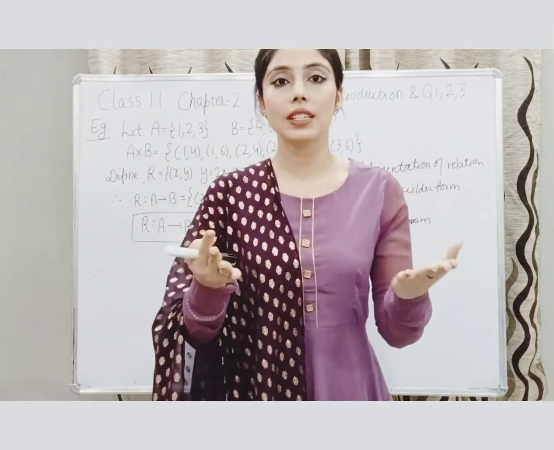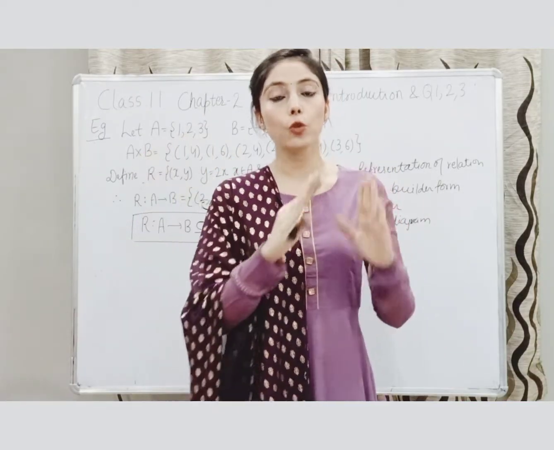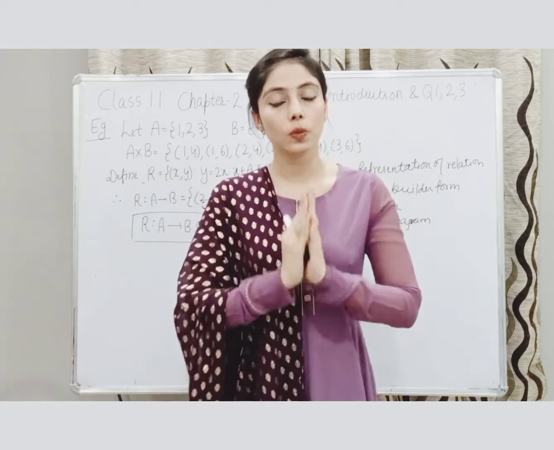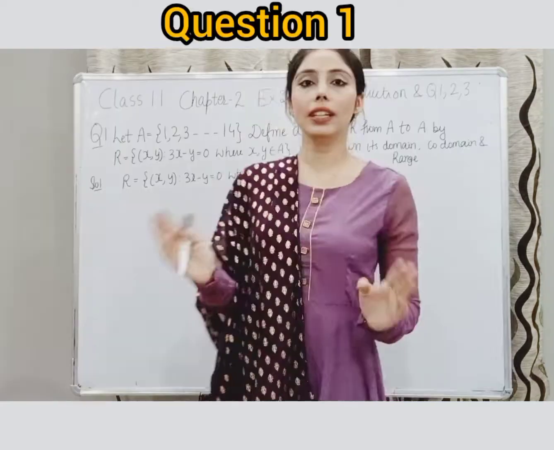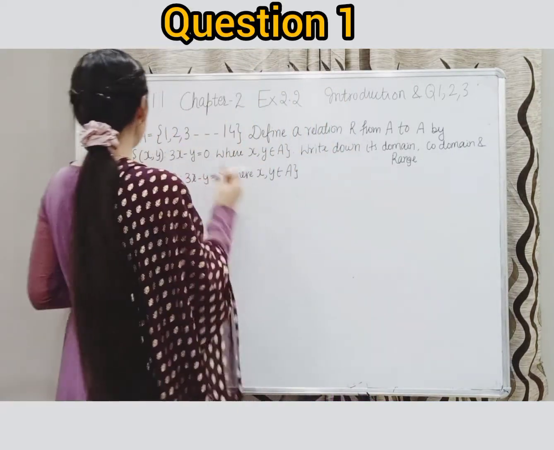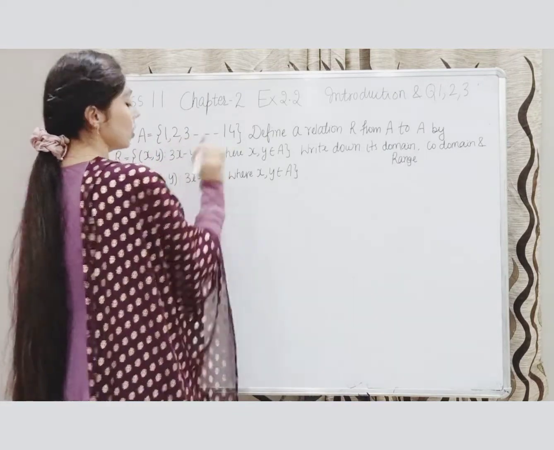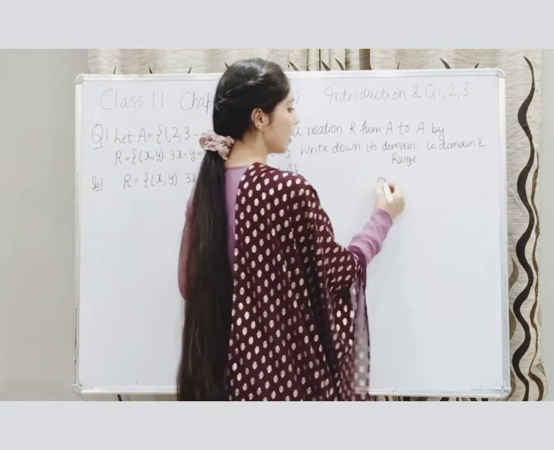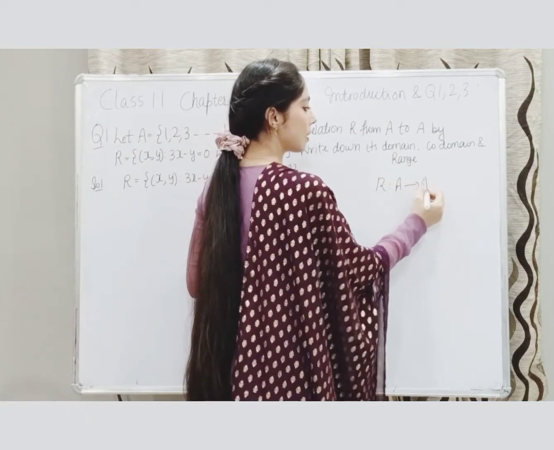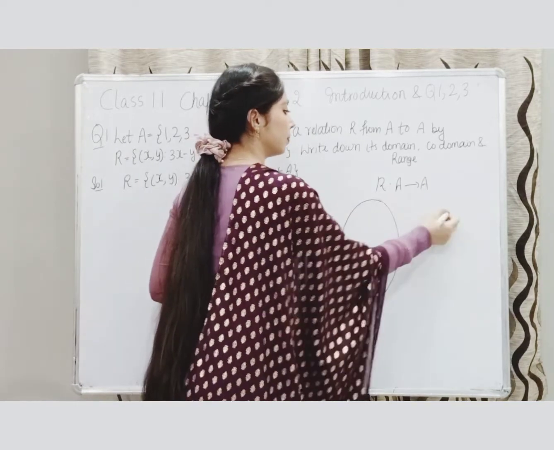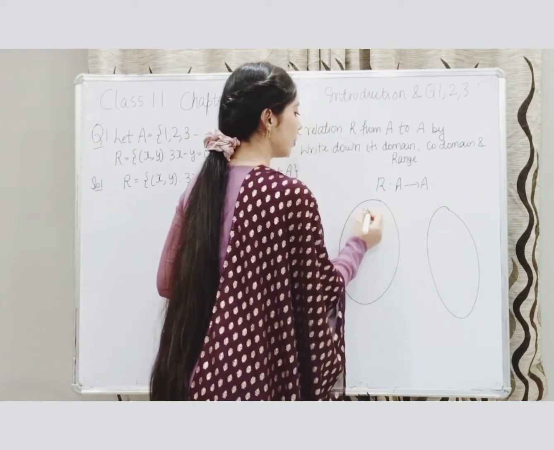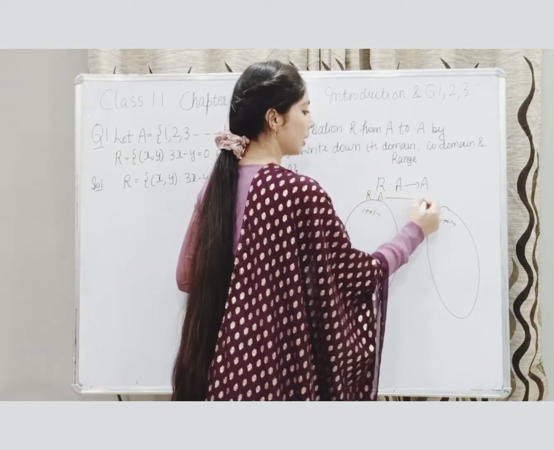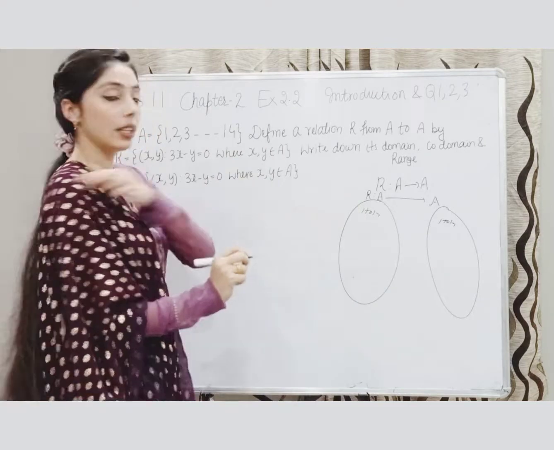Basically in this form, relation is defined by drawing an arrow from the first component of an ordered pair to the second element of that ordered pair. Okay, now let's discuss question number 1, which is: let A equal 1, 2, 3 up to 14. We have to define a relation from A to A. We have to define a relation from the same set to the same set. Here we have elements 1 to 14, and also here we have 1 to 14.